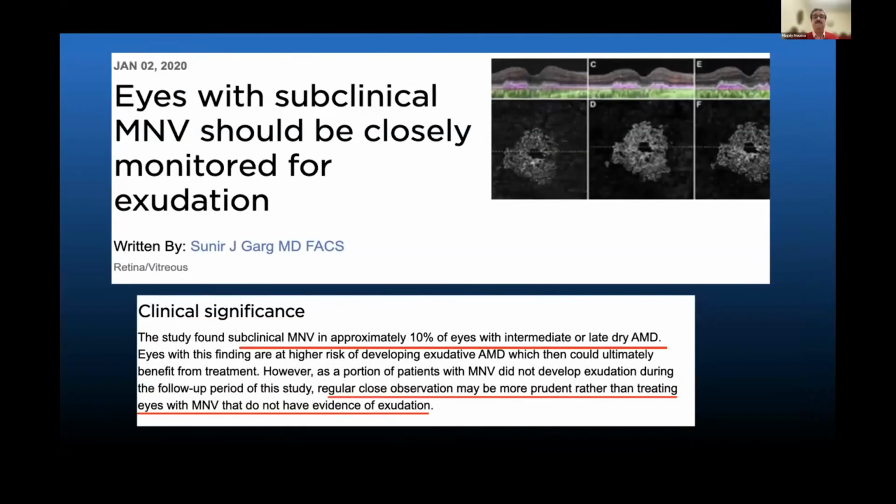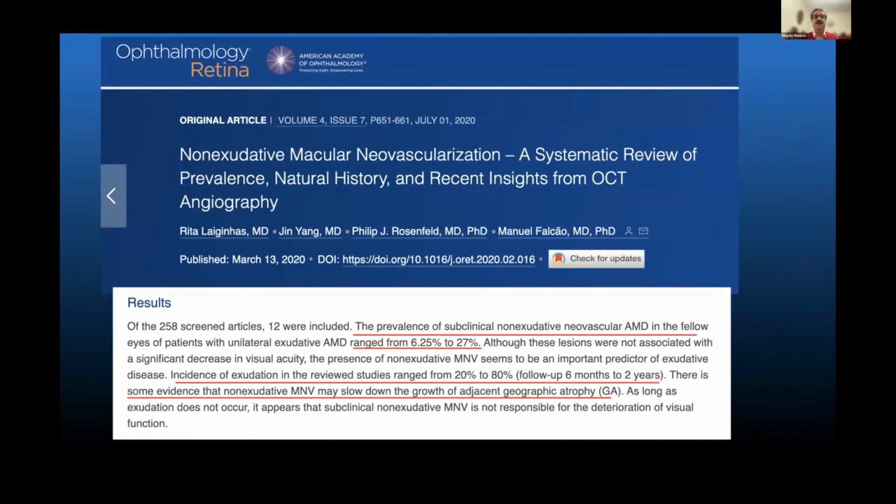And this is what I found. Eyes with subclinical macular neovascularization should be closely monitored for exudation. Otherwise, you should not treat this patient as early as you think. And this is one of the publications I like, by Dr. Rosenfeld, who had many publications about the silent CNV.